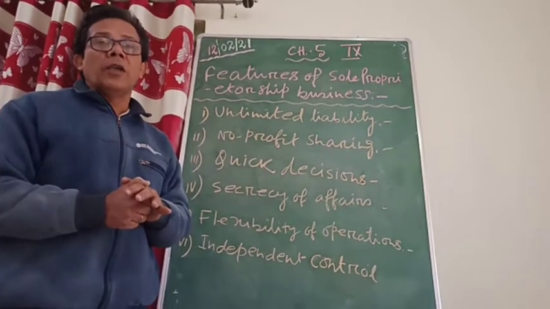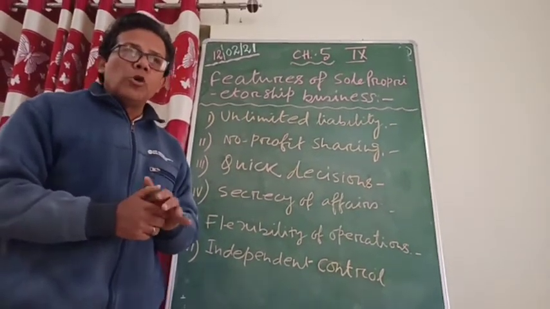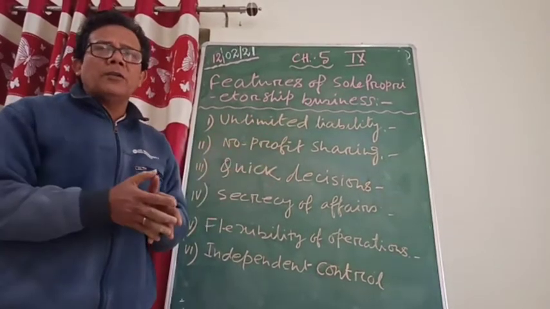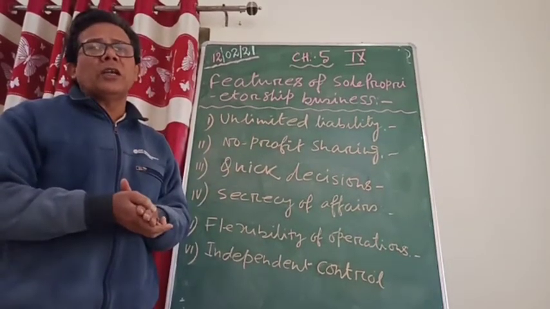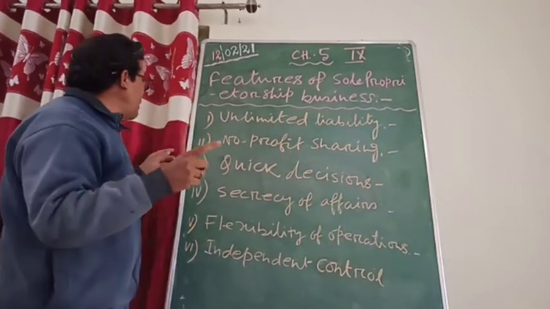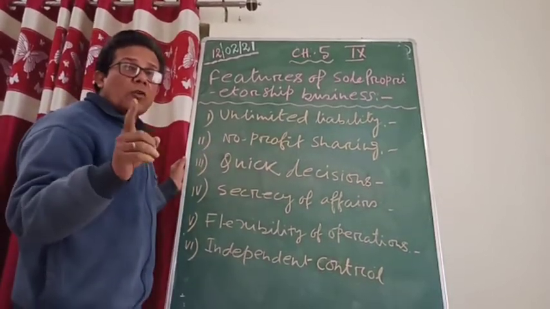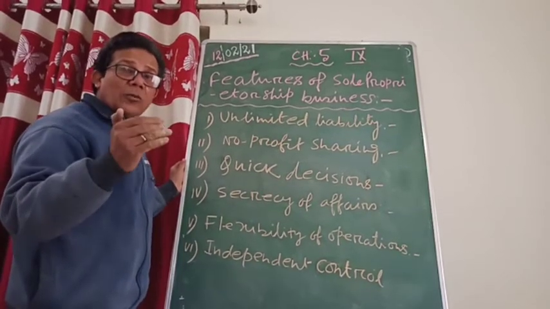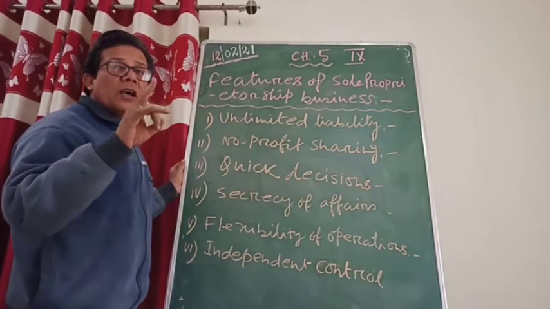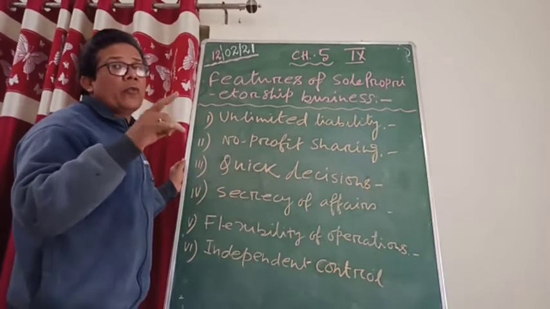Now when the owner is taking the decision without discussing with anyone else, his decisions are very quick. In another business, you may have to wait for all the members to come. You have to sit with all the members, then only you are supposed to take the decision. Here the decision is being taken by a single person, and he is not waiting for anyone else. That is why in sole proprietorship business, decisions are always taken fast and quick.